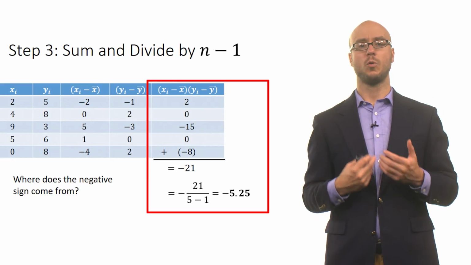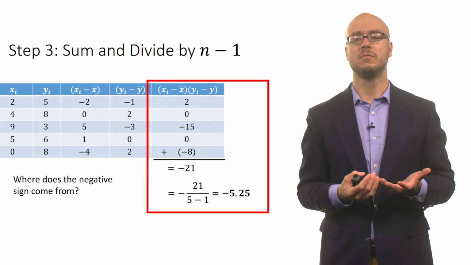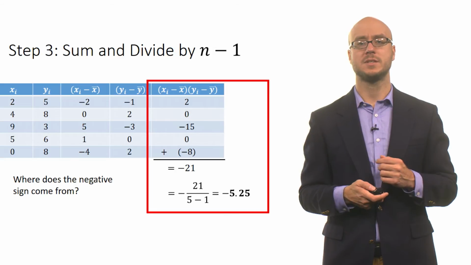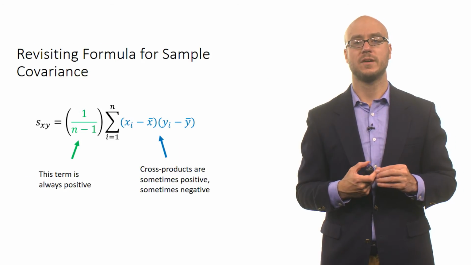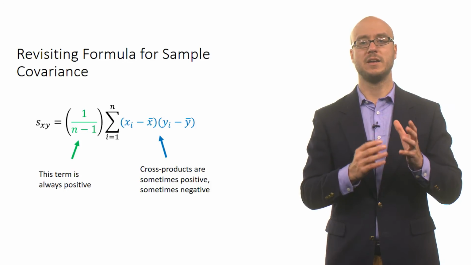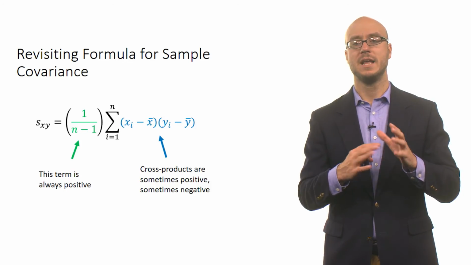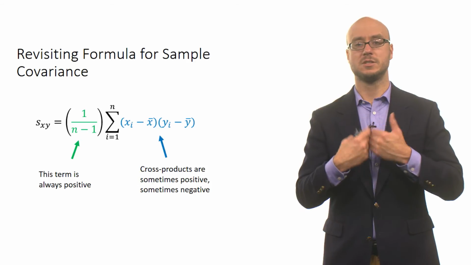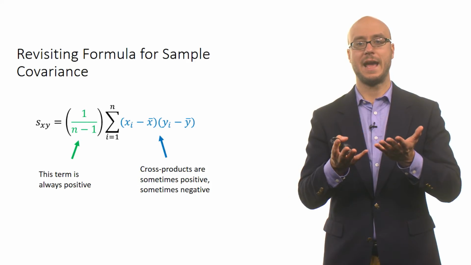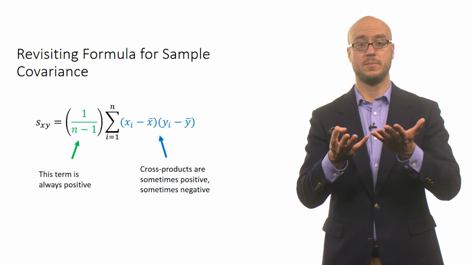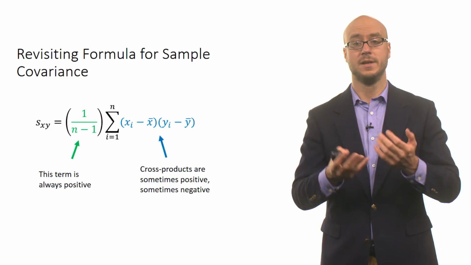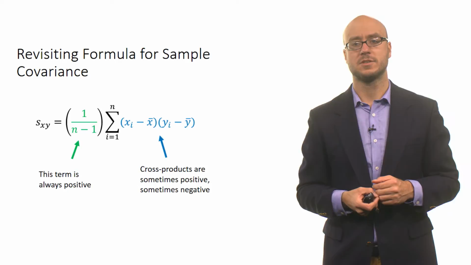Now you might ask, where does this negative sign come from? What does this negative sign mean? Well, let's look at the formula for a sample covariance. You can see that we have this value of 1 divided by n minus 1. That is always positive. As long as you have a sample, the number of people is positive. So you're going to have a positive value for that first term.